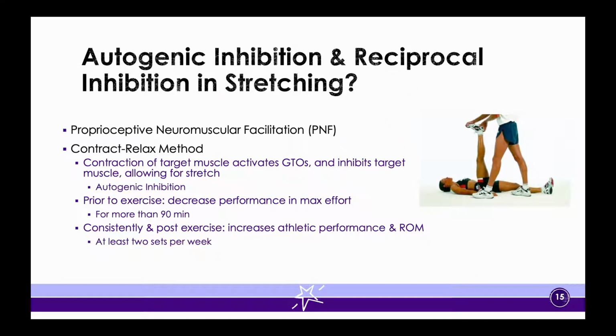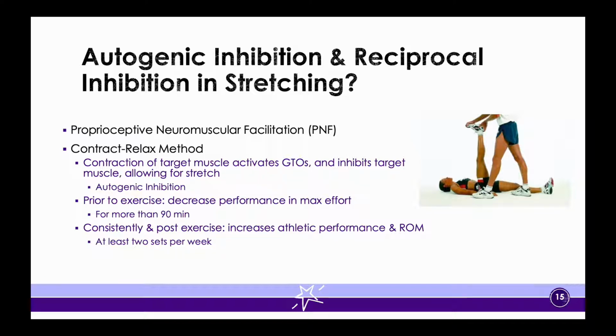So now, how is autogenic inhibition and reciprocal inhibition related in our stretching? Well, one way that we can use these to an advantage, the autogenic inhibition and the reciprocal inhibition in stretching, is through what's called proprioceptive neuromuscular facilitation. We also know that as PNF. So you'll see that a lot, PNF, and that's what it stands for. There's a couple of different kinds of PNF. One is called the Contract-Relax method.